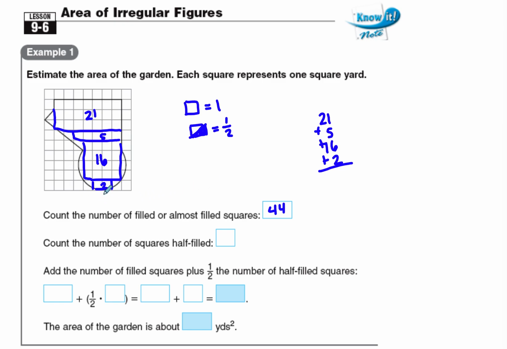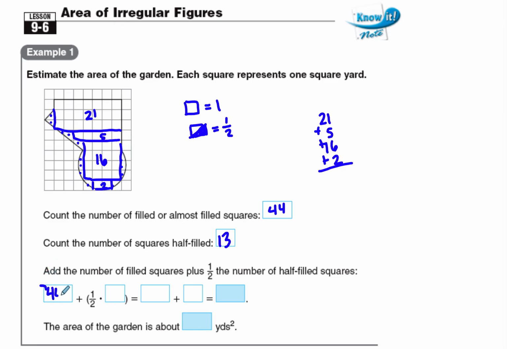Okay, so now I'm going to go through and count our halves. So let's see, 1, 2, 3, 4, 5, 6, 7, 8, 9, 10, 11, 12, 13. So about 13. Some of those are a lot less than half. Some of them are more than half, so it kind of averages out.